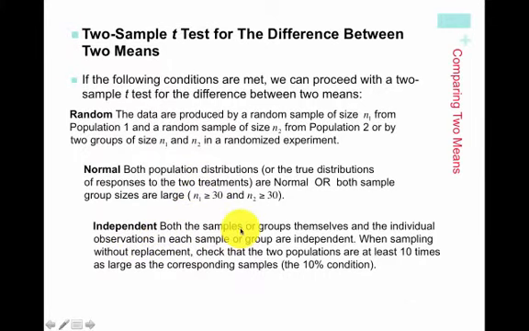Independence. Both samples or groups themselves and the individual observations in each group are independent. When sampling without replacement, we check that the two populations are at least 10 times as large as the corresponding samples. So again, two things built in here. The samples themselves must be independent of each other, and the individual observations must be independent.